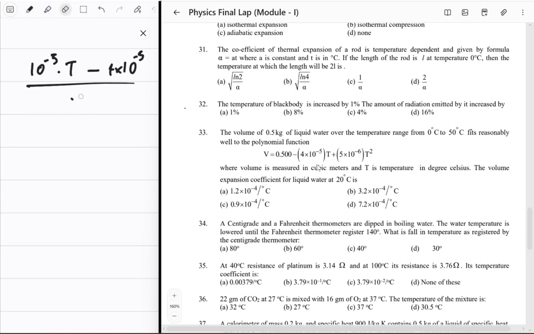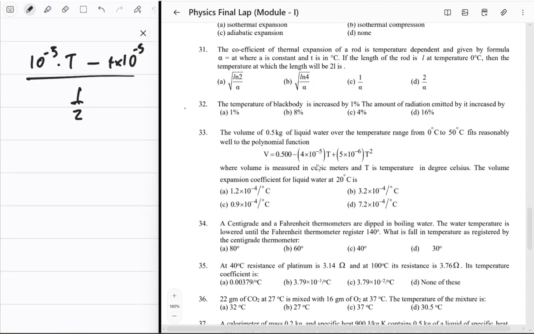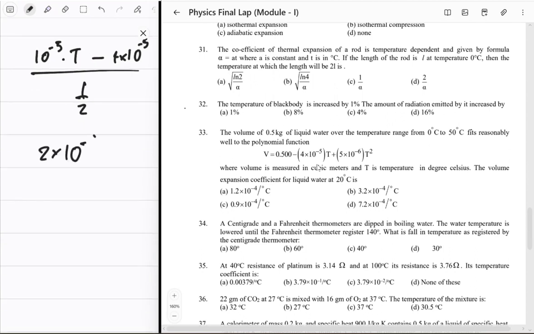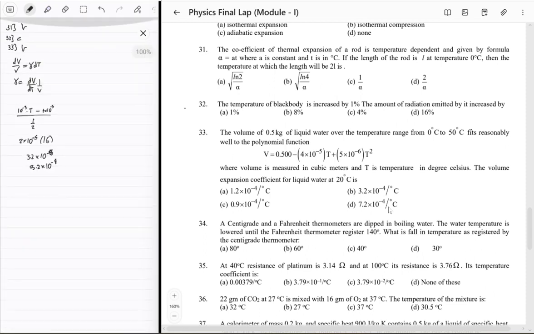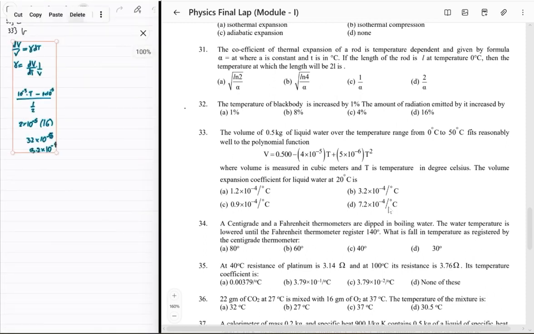V is approximately 0.5, so it's like 1 upon 2. So the numerator is just 2 times 10 power negative 5 times T minus 4, right? And what's T? 20 degrees Celsius, so it's like 16. So it's 32 times 10 power negative 5, or you can say 3.2 times 10 power negative 4. Which option is it? B option. Okay, next question, 34. Let's do 34.